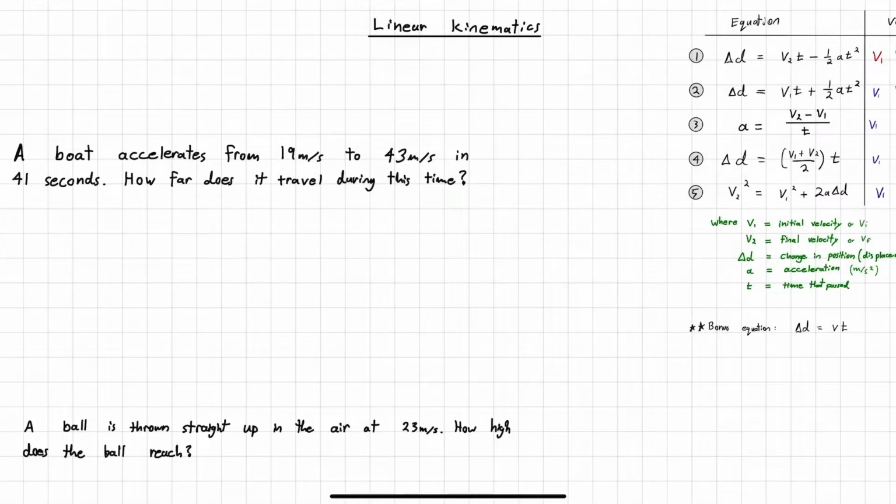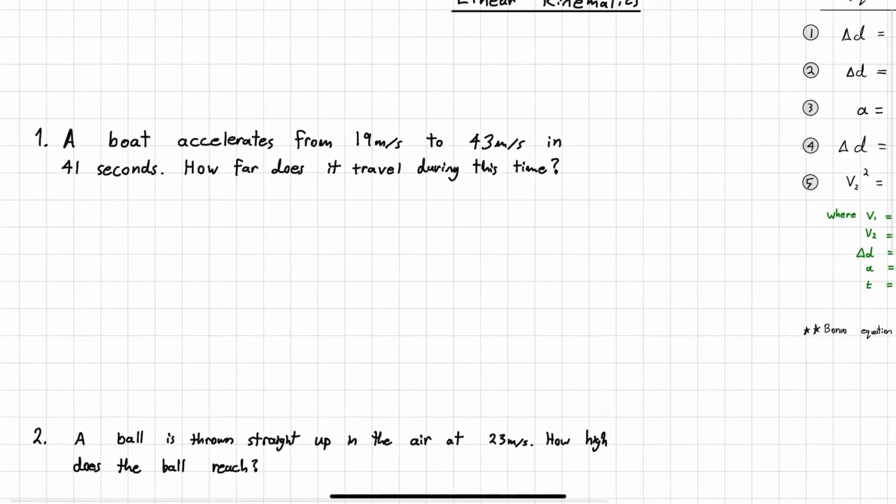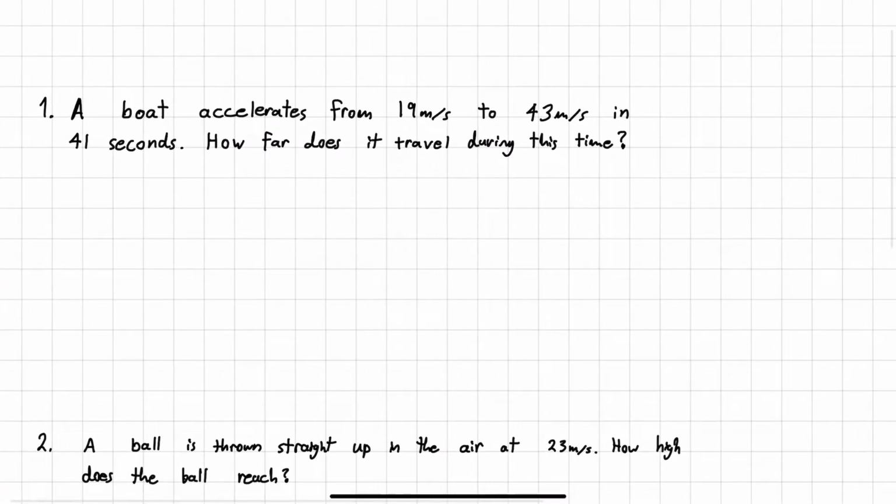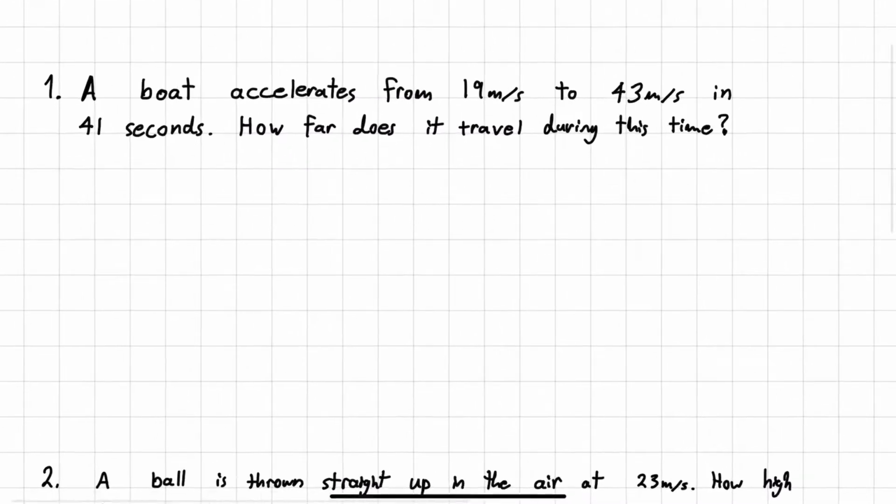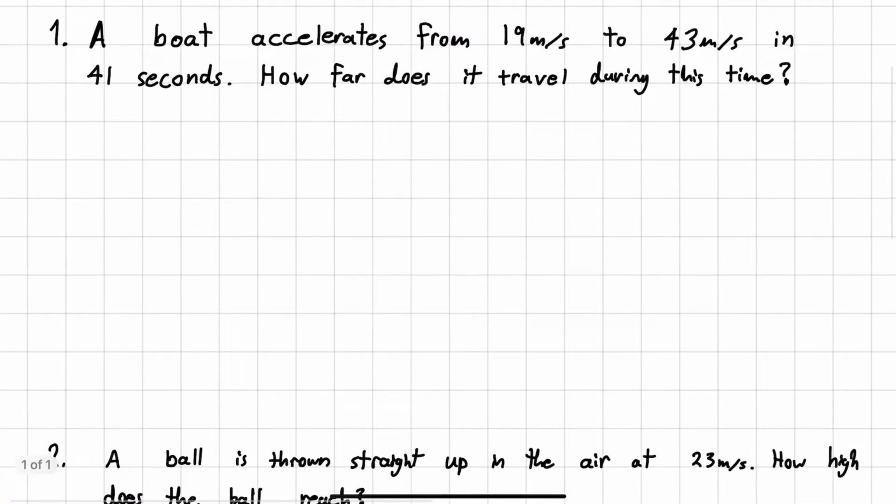Okay, now let's do a couple practice problems with kinematics in one dimension. Starting off, first question: a boat accelerates from 19 meters per second to 43 meters per second in 41 seconds. How far does it travel during this time? So, what's our strategy for solving one-dimensional kinematics problems?